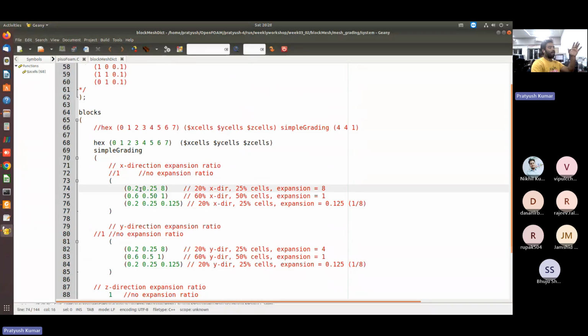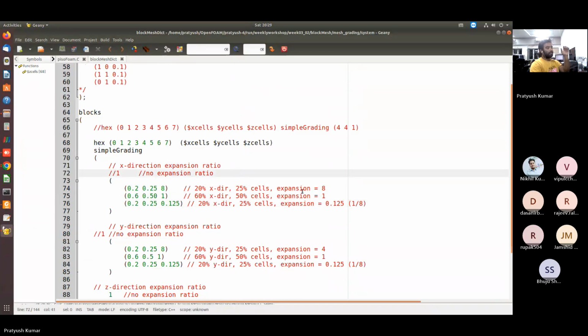It means I want to divide that x length into 3 portions: the 0.2 value, 0.6 value, and 0.2 value. That is, 20% cells, 60% cells, and 20% cells. Sorry, I made a mistake here. This first value is for the length division.